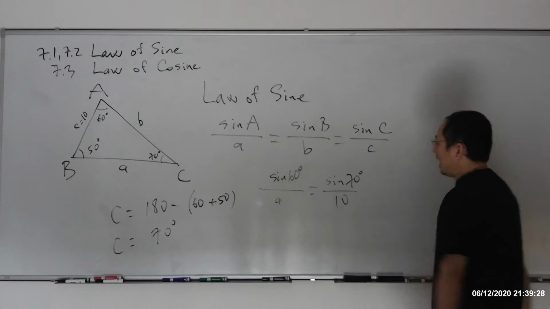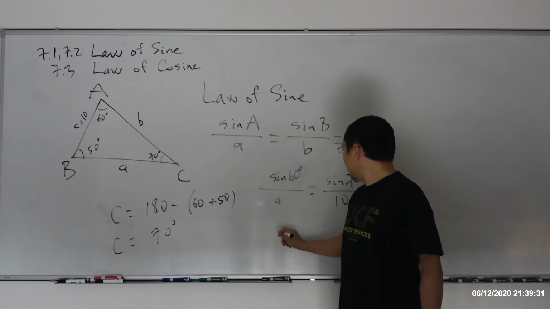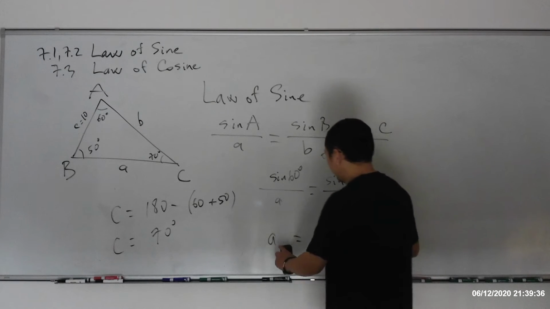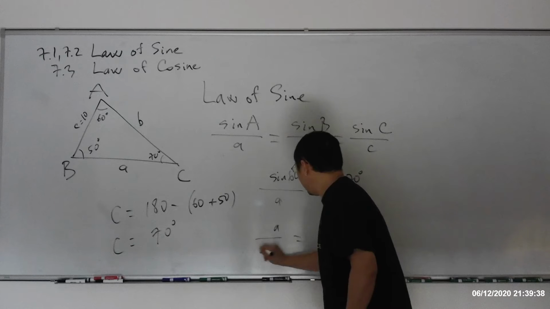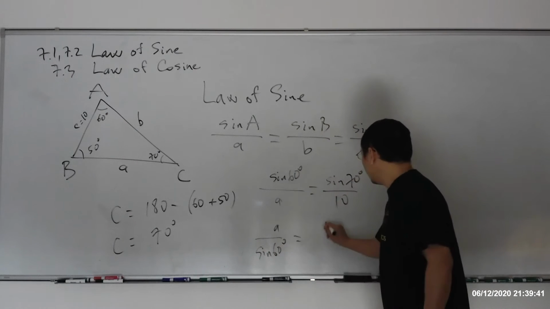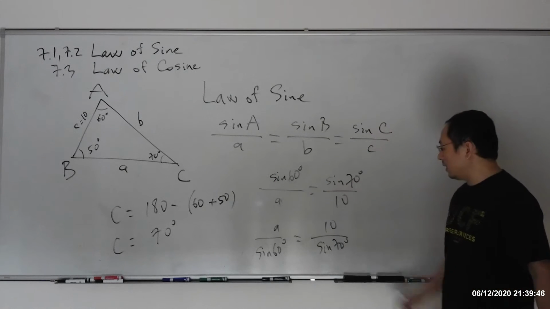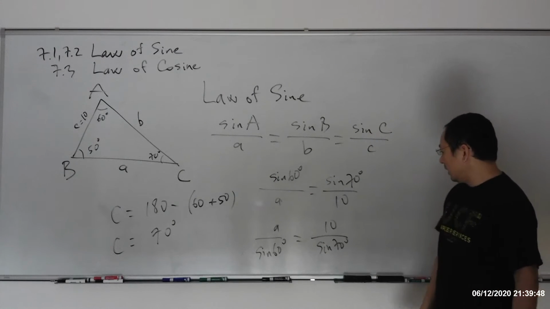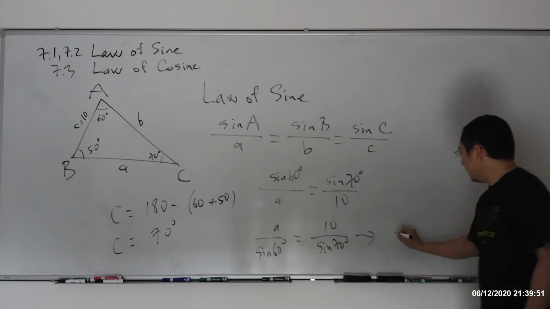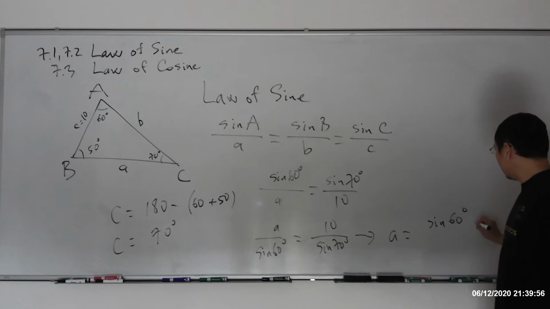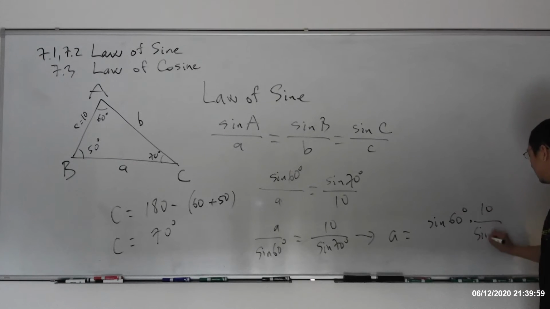So how do we calculate a? Cross multiply. Flip it over first. a over sine of 60 degrees is equal to 10 over sine of 70 degrees. I just flip the fraction over, and then I multiply both sides by sine of 60 degrees. Then a is equal to sine of 60 degrees times 10 over sine of 70 degrees, and all you have to do is plug in your calculator. You should have the answer. Okay?